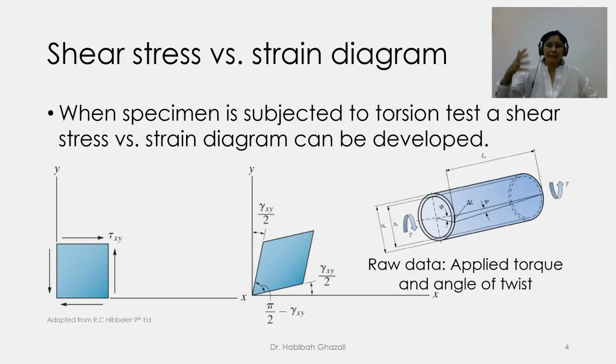So apart from the tensile test that we were talking about yesterday, where we can compute a stress and strain diagram, when a specimen is subjected to a torsion test, a shear stress versus shear strain diagram can be developed. The raw data that you will get from a torsion test is the applied torque and the angle of twist. From there, using the torsion equation, you can derive the shear stress and the shear strain. When you plot that data, you will get the shear stress versus shear strain diagram.